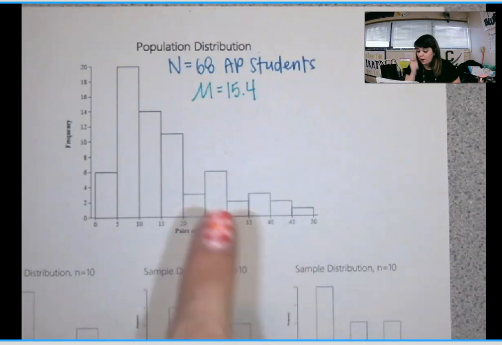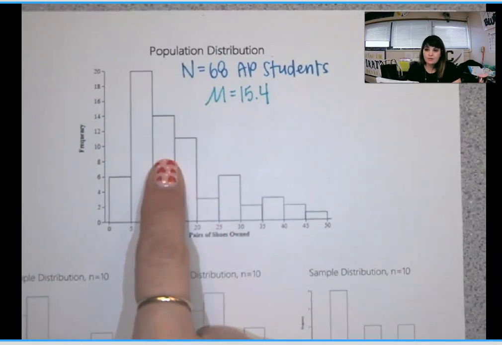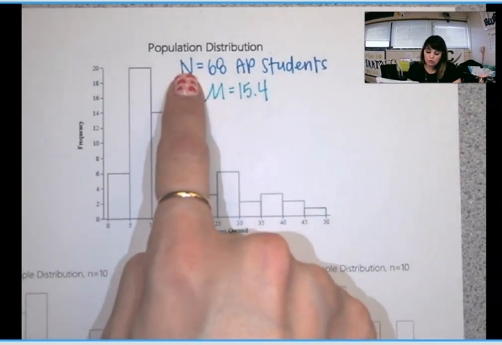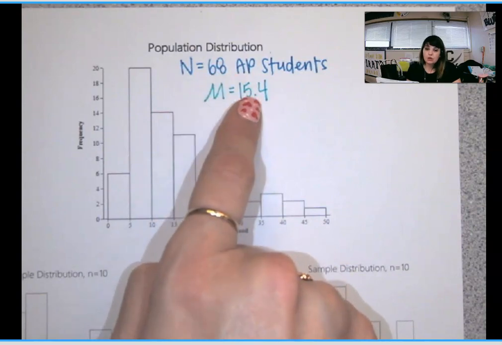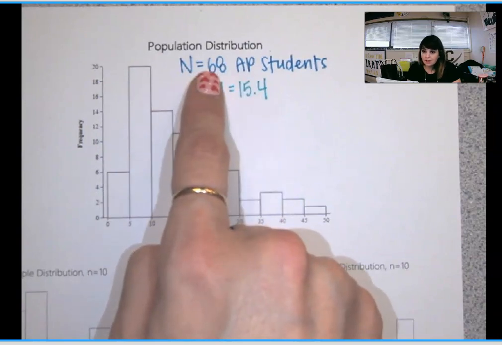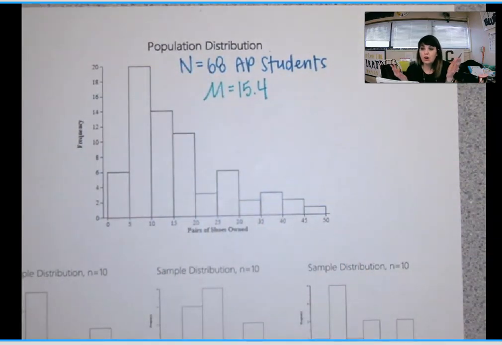So this is a population distribution, and in this case, our population is actually very small. Our population is only 68 students. The average number of shoes owned by these students is 15.4. So what I did was took all 68 students, added up their number of shoes, divided by 68. We would typically not take a sample from these students because this population size is manageable. But when we want to talk about sampling distributions, we have to use a manageable population so that we can show you what a sampling distribution really is.